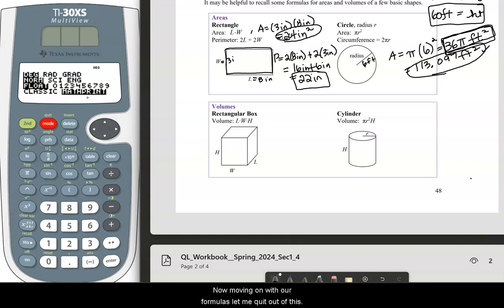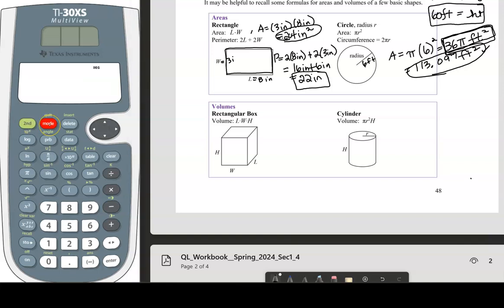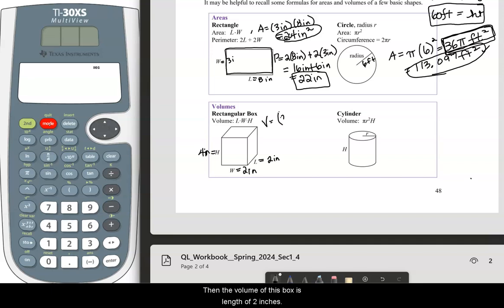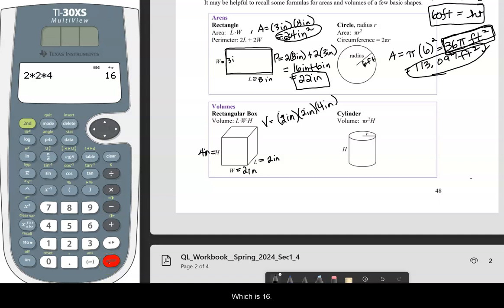Now, moving on with our formulas, let me quit out of this. We have volumes. So we have the volume of a rectangular box is length times width times height. So once again, it's just a multiplication. If it had a length of 2 inches and a width of 2 inches and a height of 4 inches, then the volume of this box is length of 2 inches times width of 2 inches times height of 4 inches. And we have 2 times 2 times 4, which is 16.